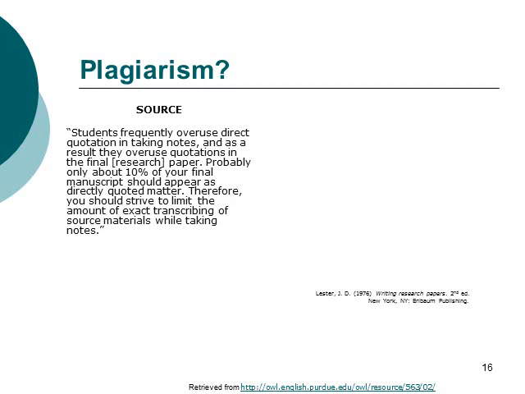So now that we've talked about the proper ways to summarize and paraphrase information, let's talk a little bit about what it looks like when students plagiarize. So here, again, we have an original source where it talks about students frequently overusing direct quotation in taking notes. As a result, they overuse quotations in the final research paper. Probably only about 10% of your final manuscript should appear as directly quoted matter. Therefore, you should strive to limit the amount of exact transcribing of source materials while taking notes. So that's the original source.